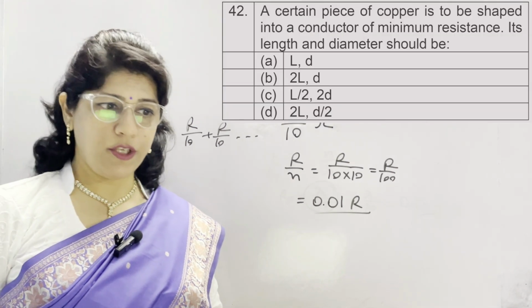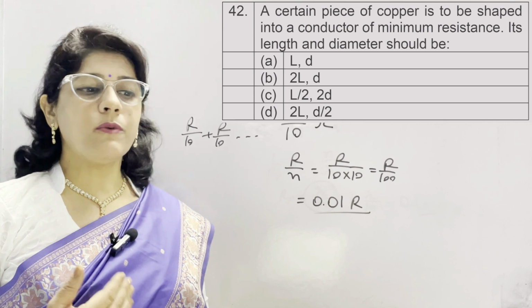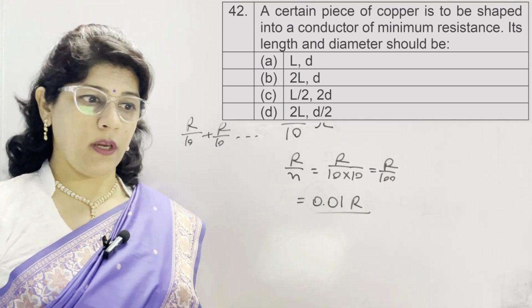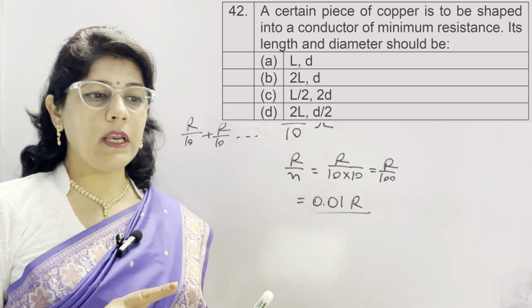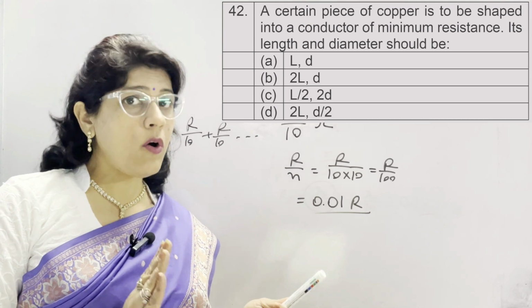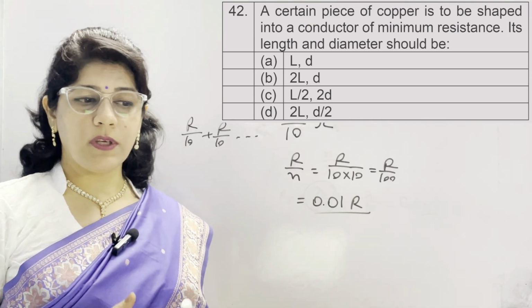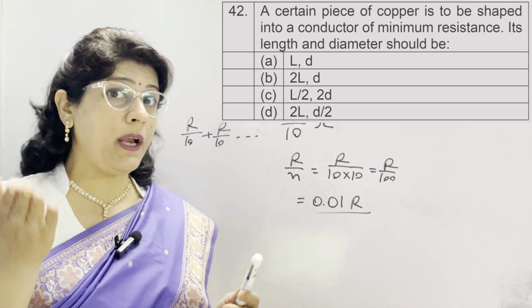In question number 42, a certain piece of copper is to be shaped into a conductor of minimum resistance. सबसे कम resistance चाहिए. Its length and diameter should be. कम resistance करने के लिए length को कम करना है और diameter को बढ़ाना है. Now options को ध्यान से देखेंगे. A option is L and D. B is 2L and D. Length को बढ़ा दिया, हमें कम करना है.